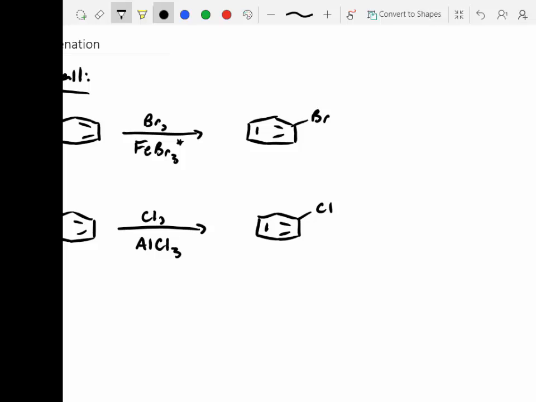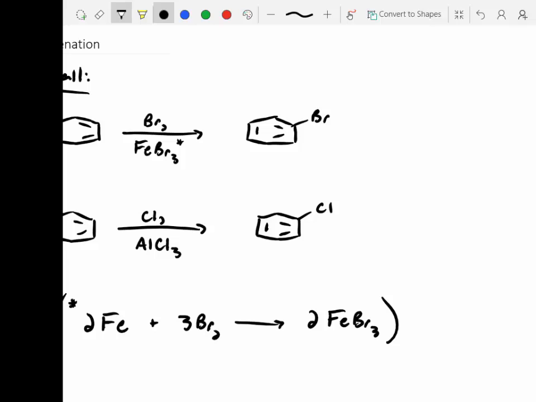Let's go back to the iron tribromide, though. To make iron tribromide, it's pretty easy. All you do is take 2 equivalents of iron metal and 3 equivalents of bromine, and you'll make 2 equivalents of iron tribromide.